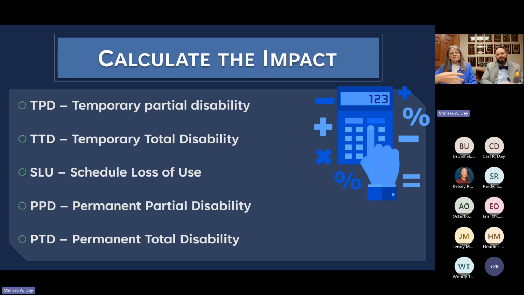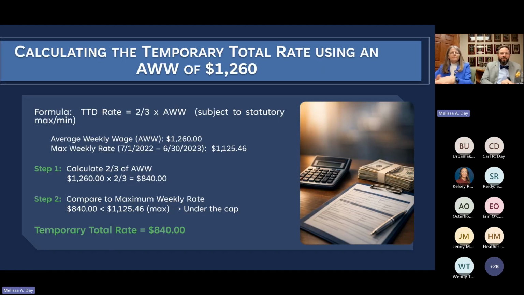We know there are 5 different kinds of disability benefits that you can get at the Workers' Comp Board: temporary partial disability, temporary total disability. You can get a schedule loss of use award, which is technically also a permanent partial disability award, or you could be classified as permanent total.